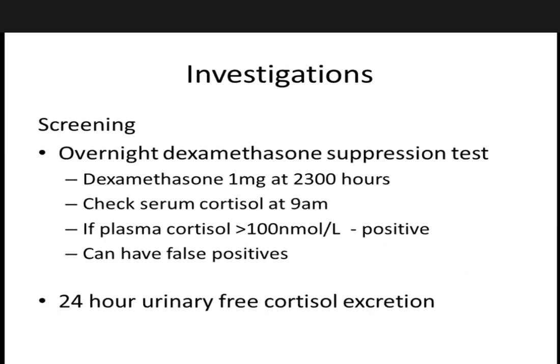So one is the overnight dexamethasone suppression test. The other screening test is 24-hour urinary free cortisol excretion, right? Out of these two, the overnight dexamethasone suppression test is more convenient. You give dexamethasone 1 milligram at 11 o'clock on a particular day, and you check serum cortisol value at 9 a.m. on the following day.